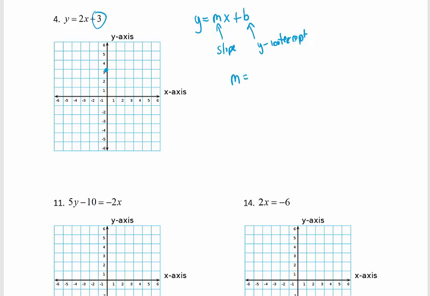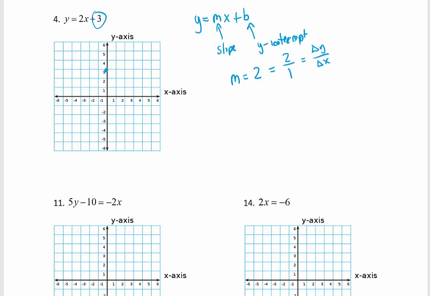Notice the slope there is 2, not 2x. It's just the 2 that's in front of the x. The x is our variable in our equation. So slope is 2. We always want to think about the slope as a fraction, though. So let's think about that fraction as 2 over 1. And remember, that is change in y over change in x. So y is going to change 2 every time x changes 1.